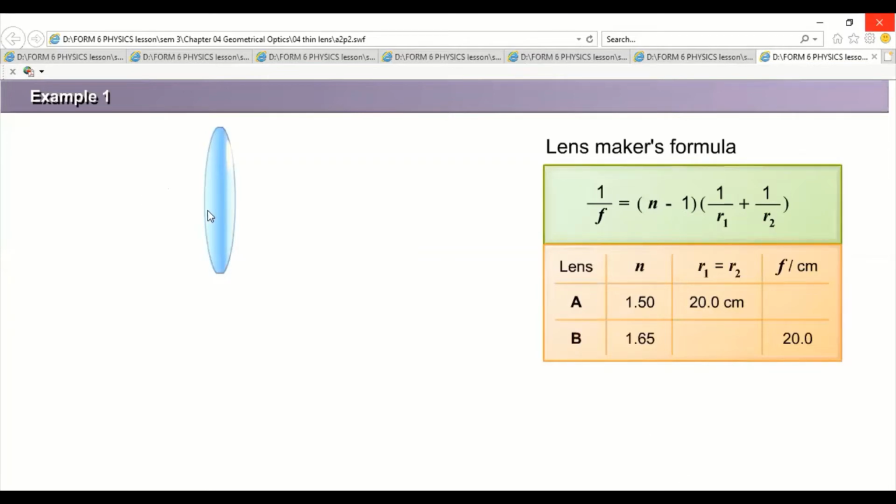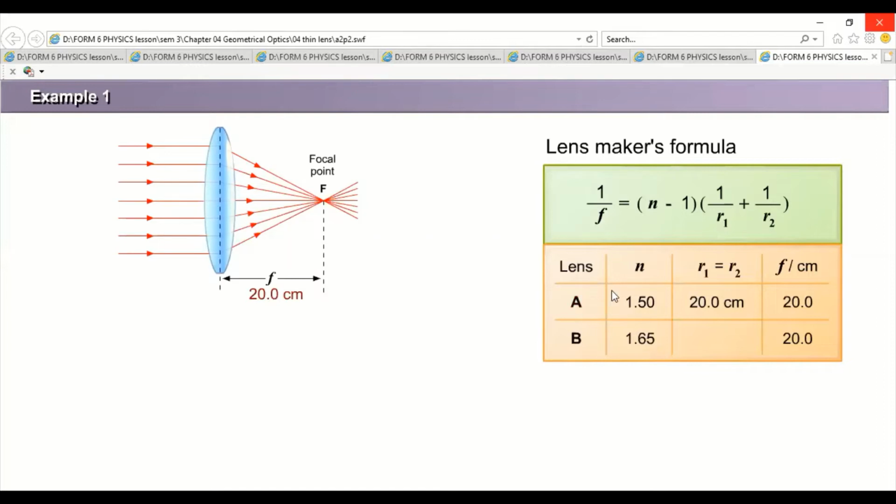Example 1. Let's look at lens A, which has N equal to 1.5, and air has a refractive index of 1. The refractive index of the lens is 1.5. Both sides have the same curvature, so both radii are 20 cm. So we get that F is equal to 20 cm.